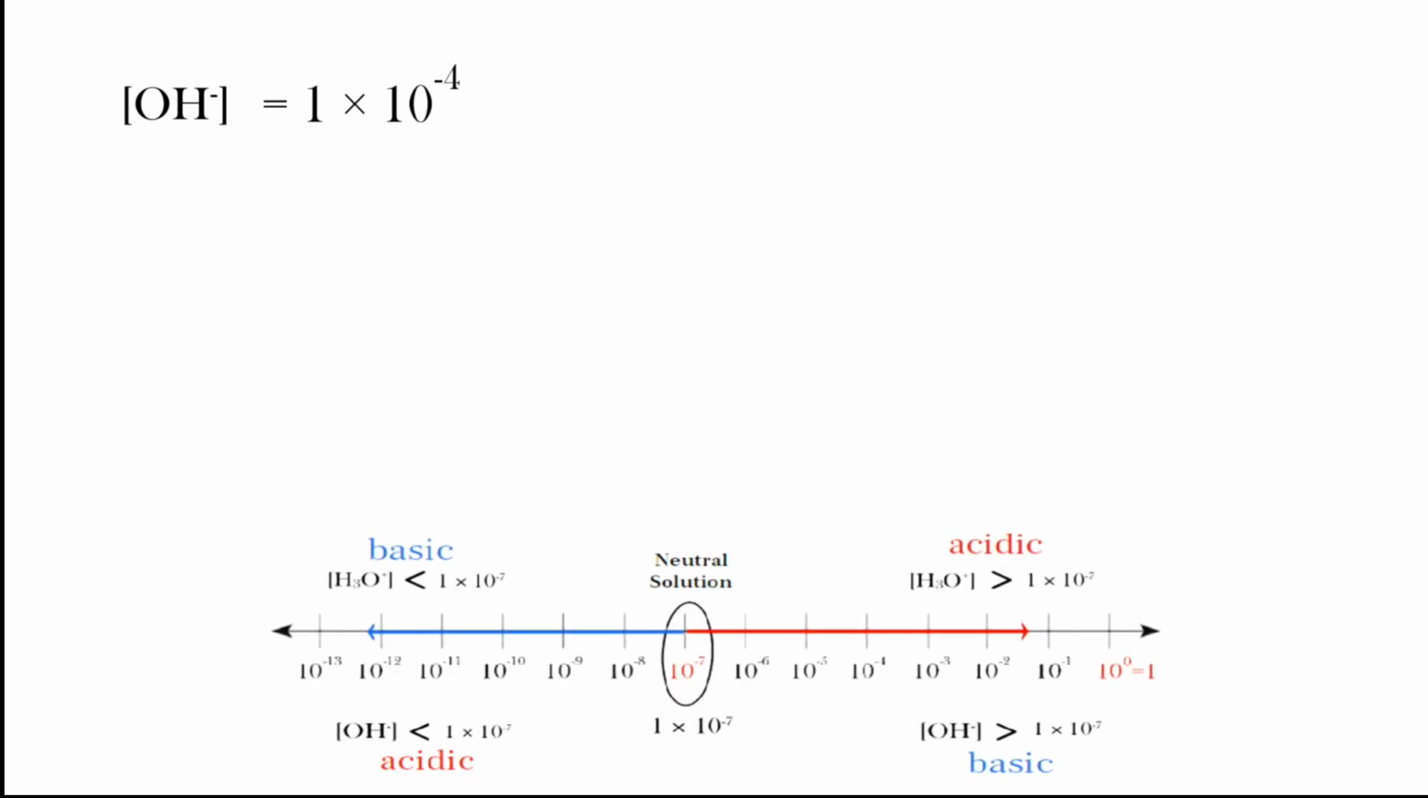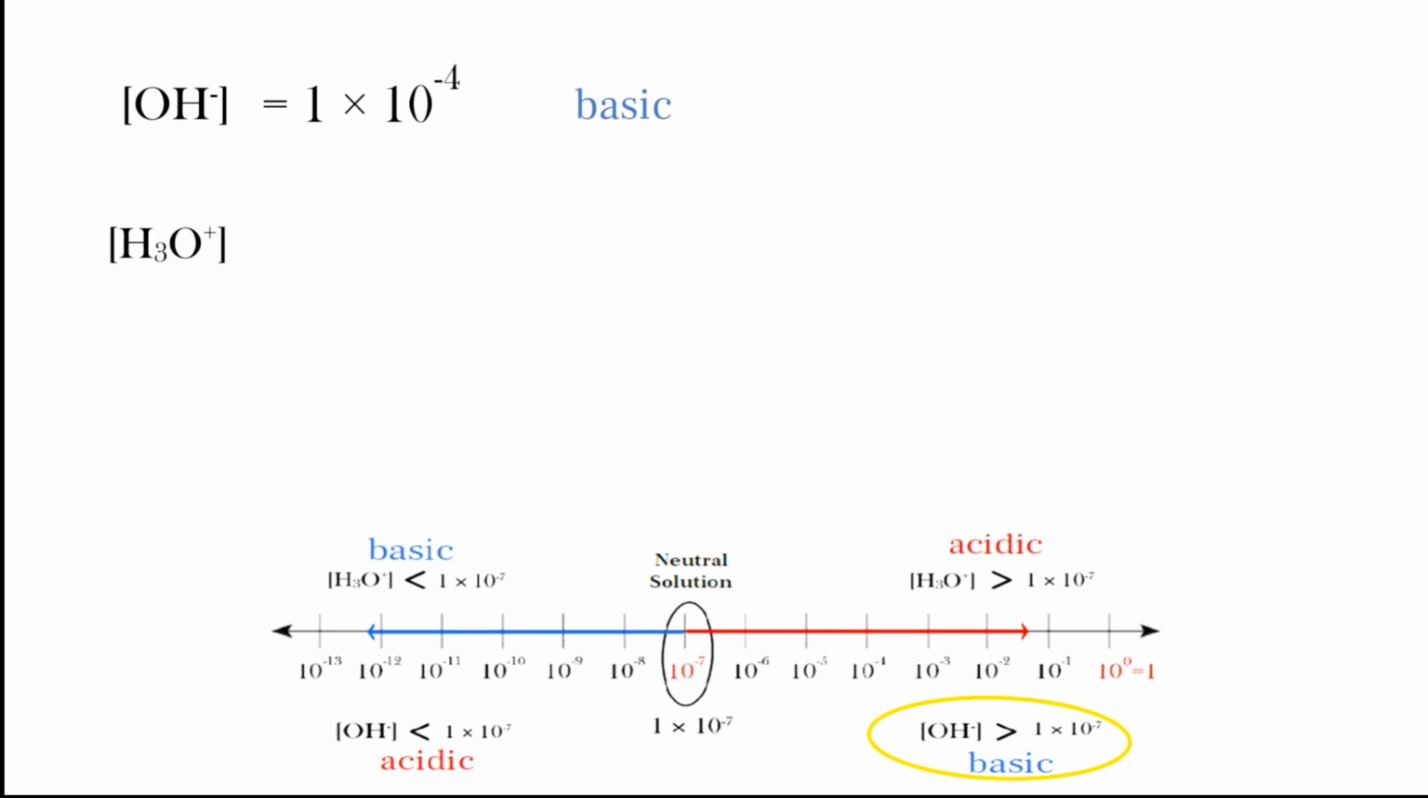Another example where the concentration of OH- equals 1 times 10 to the power of minus 4. As we can see, 10 to the power of minus 4 is greater than 10 to the power of minus 7, which means that the concentration of OH- is greater than 1 times 10 to the power of minus 7, so this solution is basic.